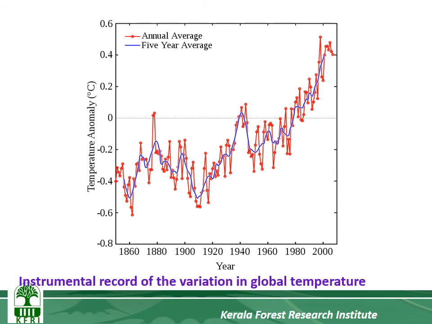Okay, this is another graph, but here on the x-axis the year is from somewhere from 1850 to 2010 or something like that, and the temperature anomaly is again recorded. And here again you can see that the difference is that it is not from paleoclimatology, it is from an instrumental record, that is thermometer has been used to measure temperature.